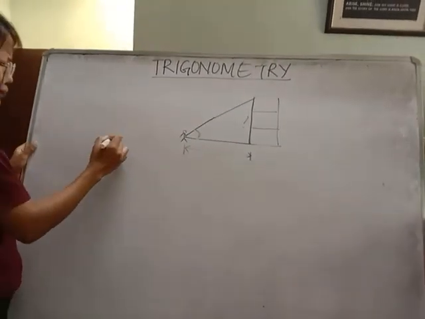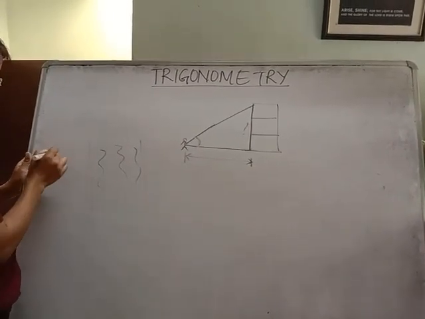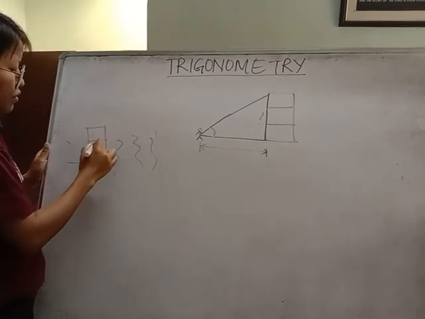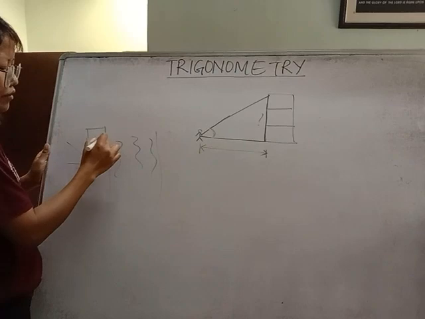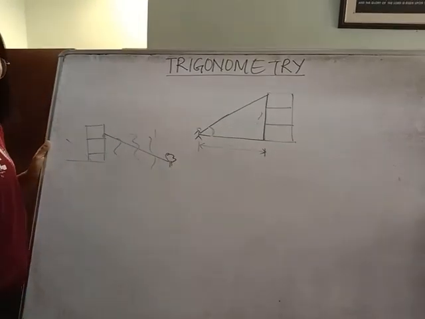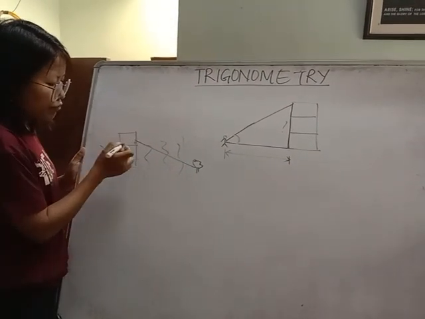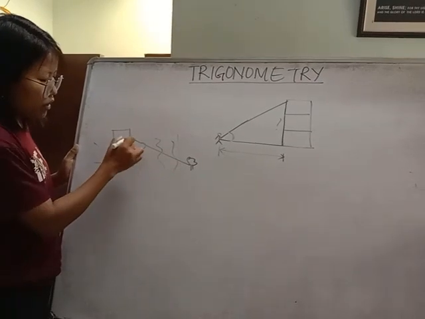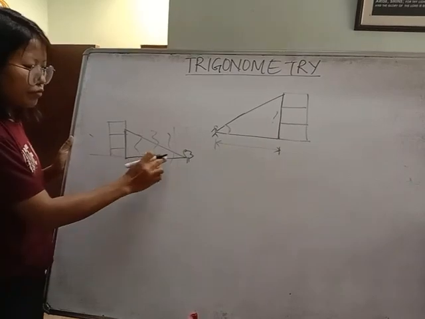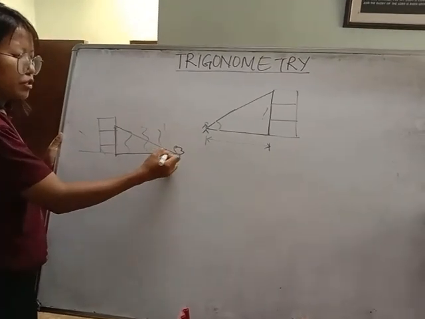And secondly, there is a river. A girl is sitting here looking at the tree that is on the other bank of the river. If you know the height from the ground up to which the girl is sitting, you can find the width of the river by using trigonometry.